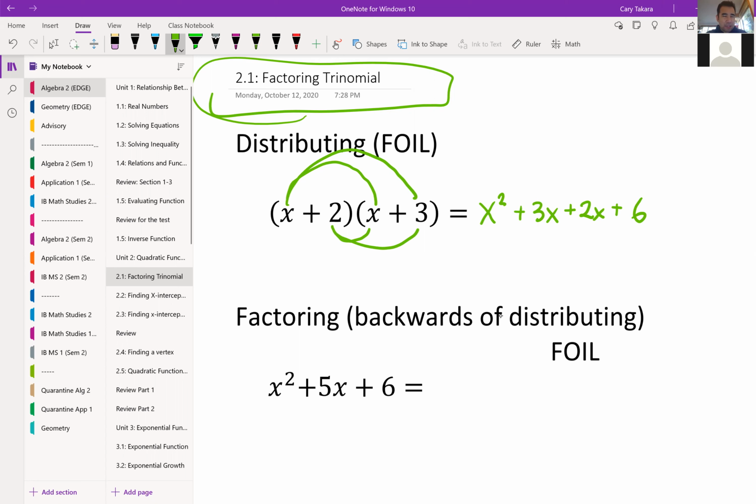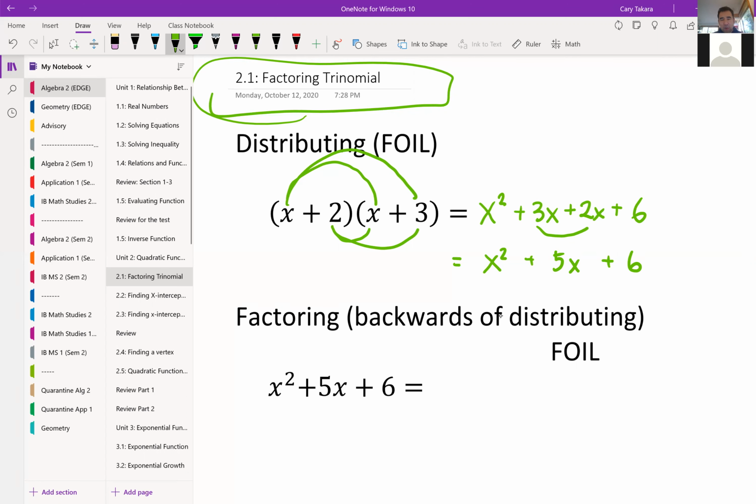Are you with me so far? Now the middle 2 terms are like terms, so you can add them up, right? So what is the final answer? x squared plus 3x plus 2x is 5x, plus 6. Okay. Now, why did we do that? This is not factoring, by the way. This is actually the opposite of factoring, which is distributing.